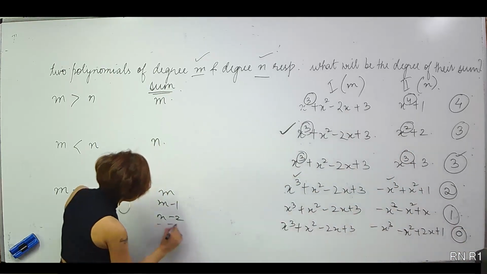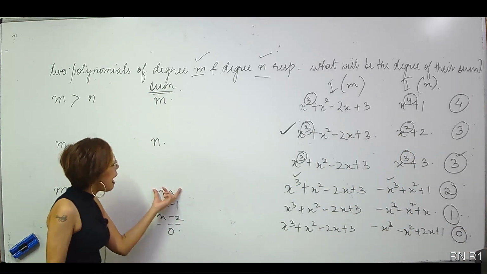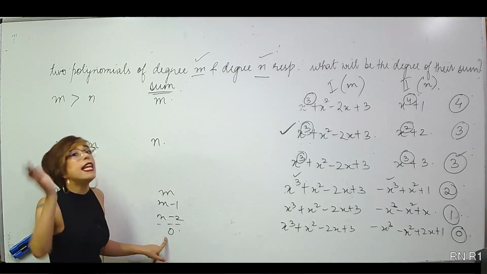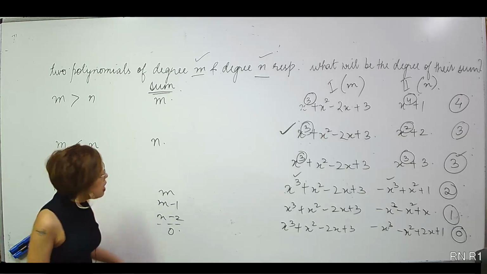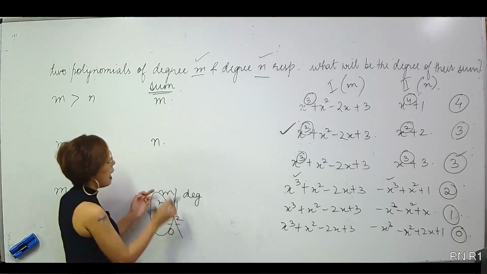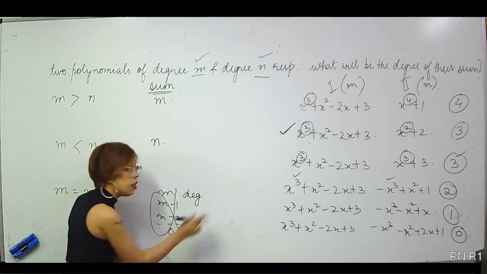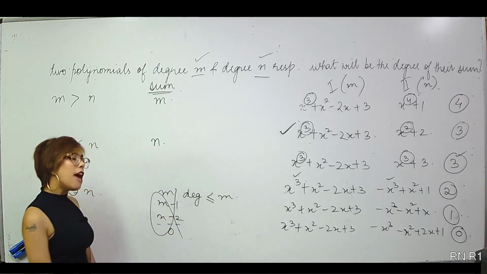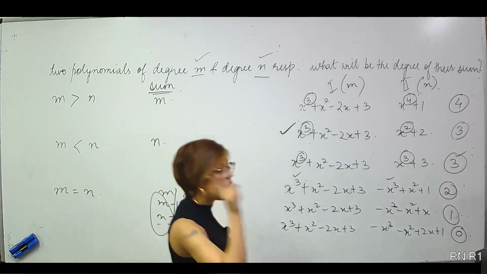Right? So, that means I can go from m, I can get to m minus 1, then m minus 2, and so on to 0, because I can get a constant as well. Right? So, if I want to write this, I can say the degree is either m or less than m. Degree is less than or equal to m. But do you think I have exhausted all the cases? There is one last case which is left.